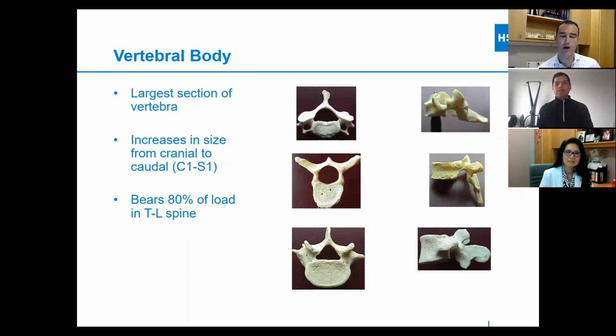In general, within the spine, the vertebral body makes up the largest section of the vertebral column, and it increases in size as we move from the head down towards the feet, with the largest vertebra being in the lumbar spine. Throughout the spine, the vertebral bodies and the disc bear approximately 80% of the weight of the body, with 20% coming from the facet joints in the back.